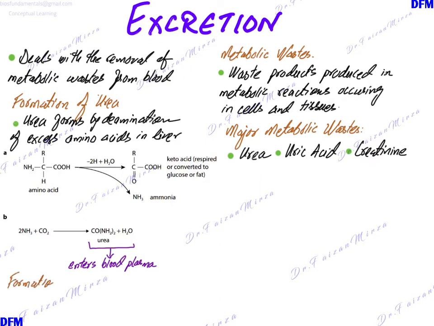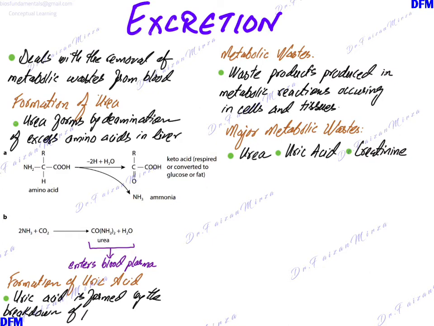The second major metabolic waste is uric acid. Uric acid forms by the breakdown of purine bases, which are adenine and guanine, which might be present in the mRNA or any kind of RNA and DNA. And once these bases are broken down, uric acid is formed.